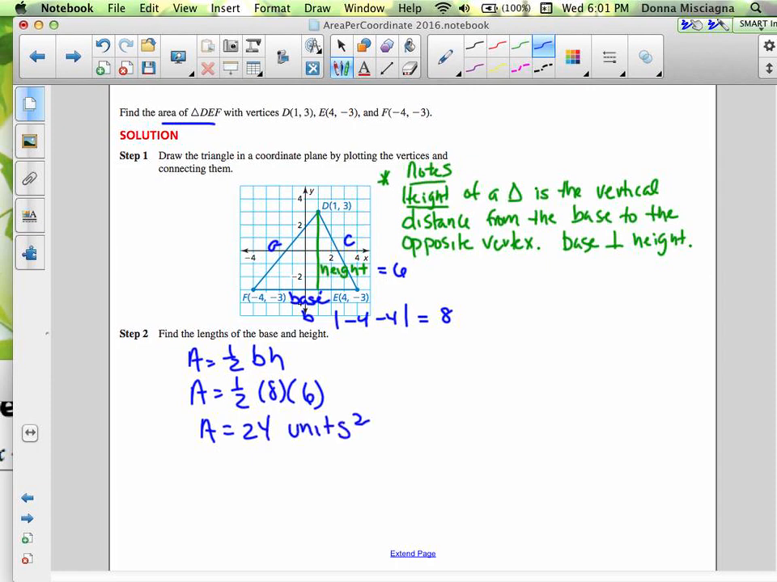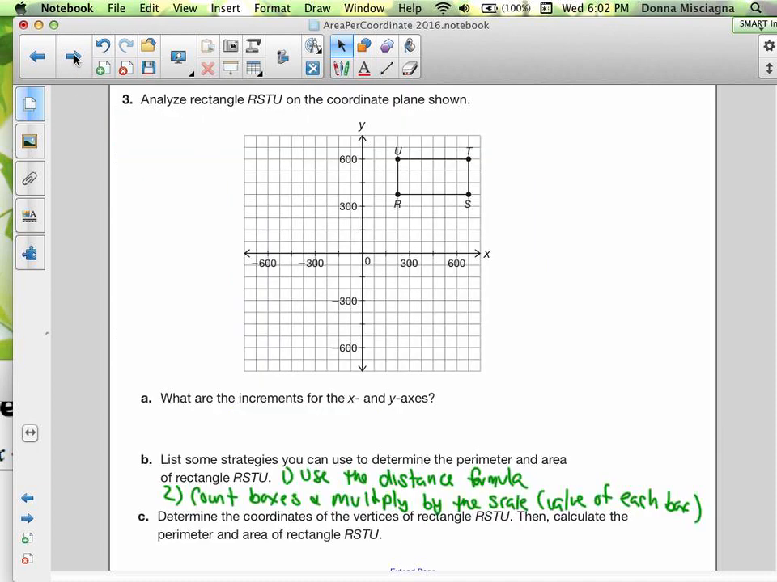There we go. All right, and then one more problem, and we're only going to do half of this. Going to catch up to the rest of the class. So first of all, what are the increments for the x and y axes? All right, so notice here, if we look here, we have 1, 2, 3, 4. 4 spaces gives us 300.